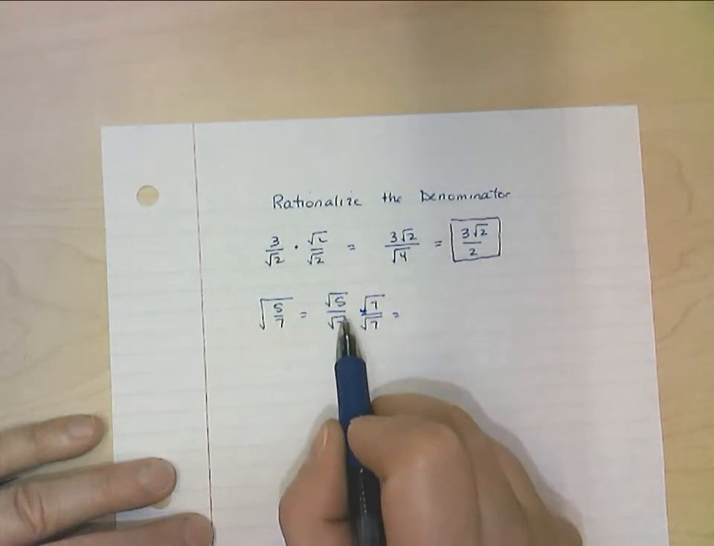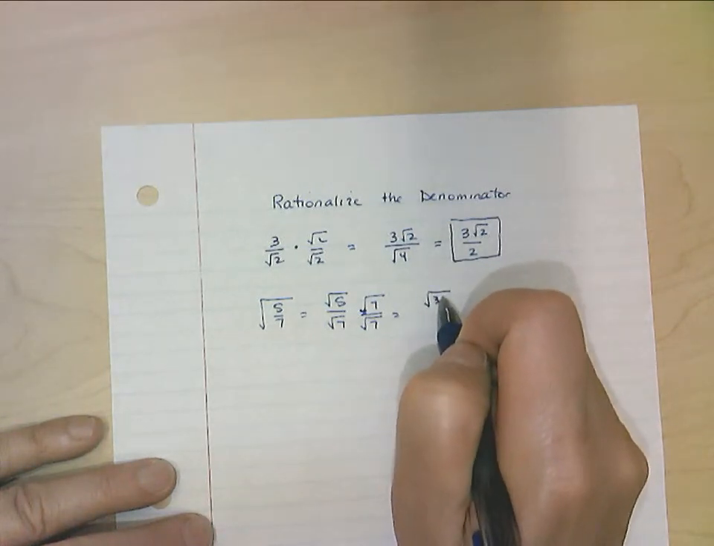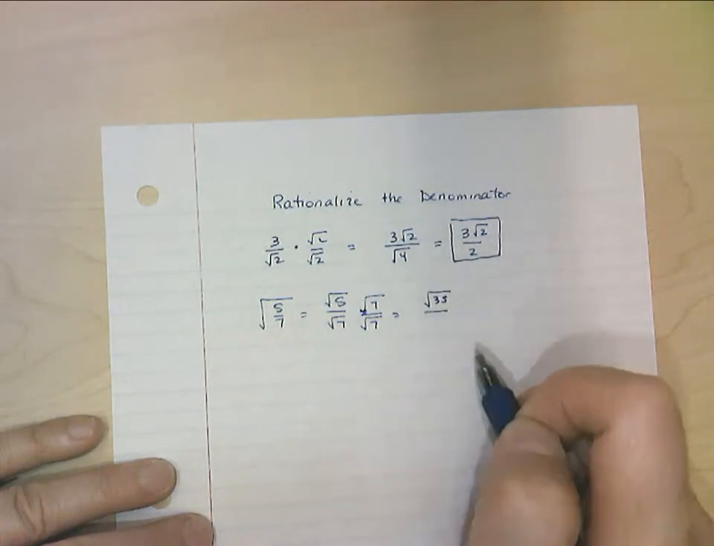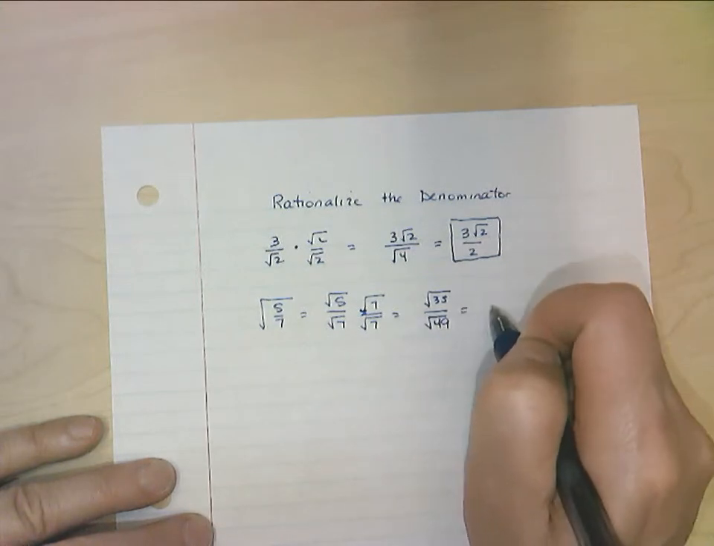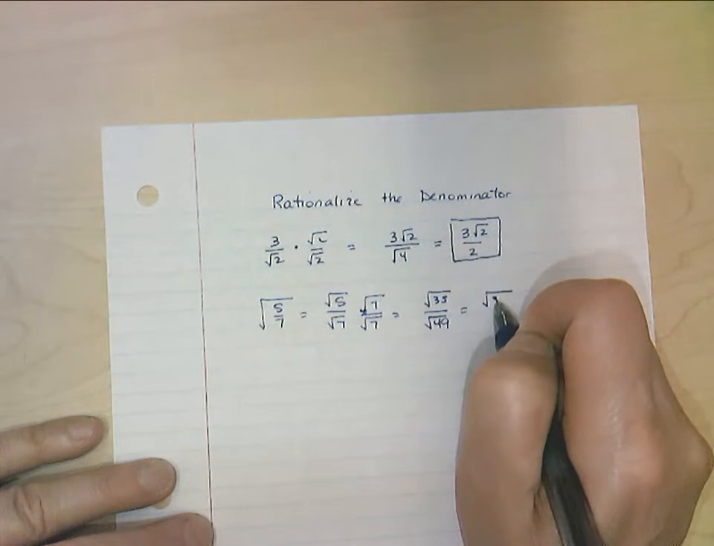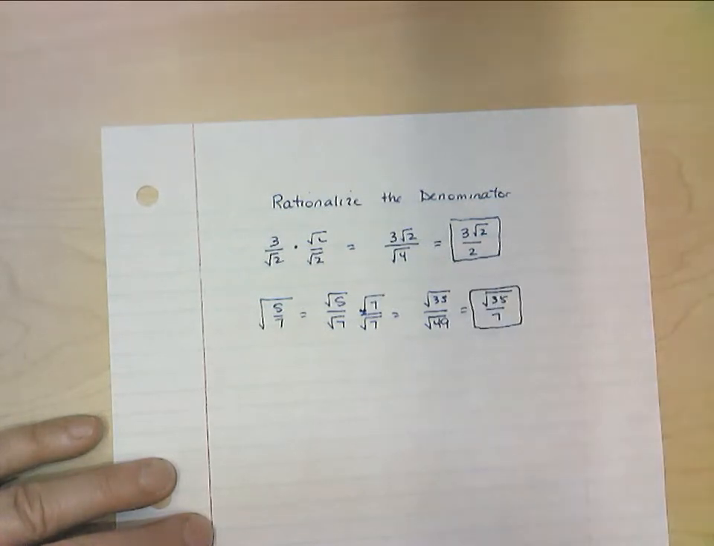Now when I multiply my numerator, the square root of 5 multiplied by the square root of 7 will be the square root of 35. And the square root of 7 multiplied by the square root of 7 will be the square root of 49. That will reduce to the square root of 35 over 7. And that's my answer.